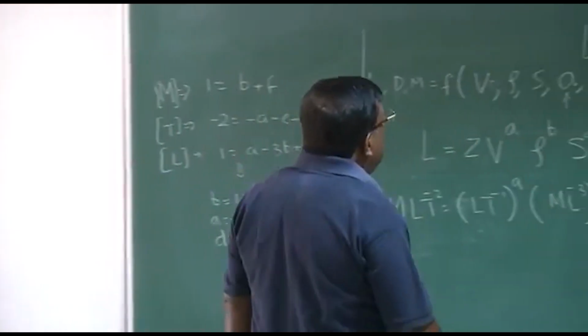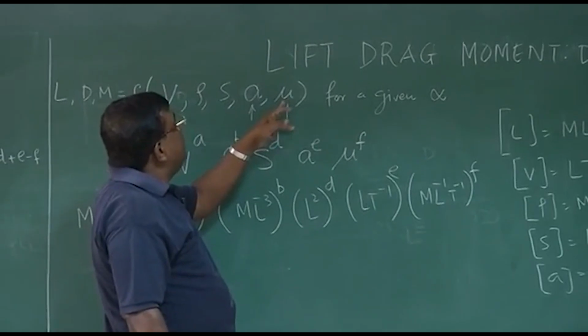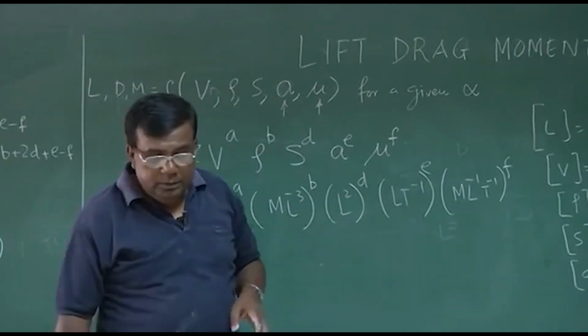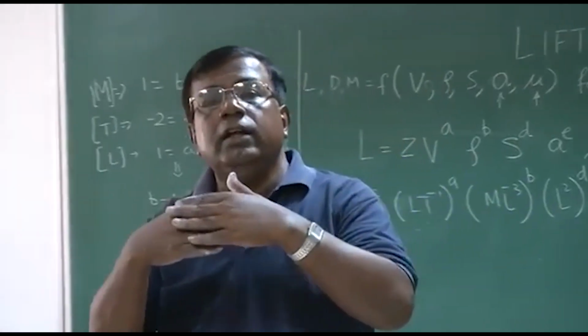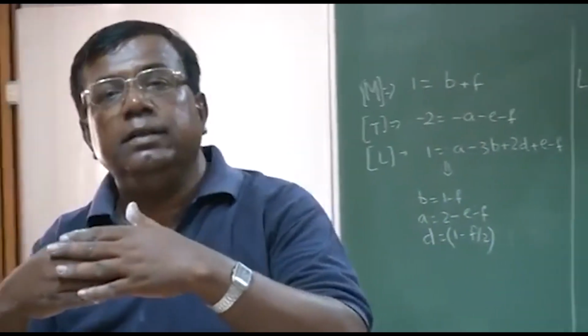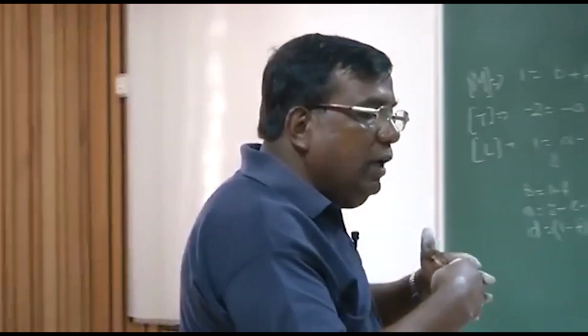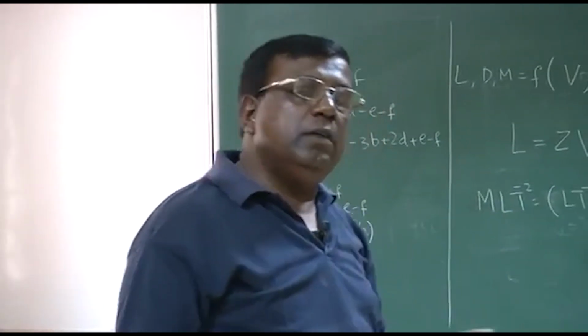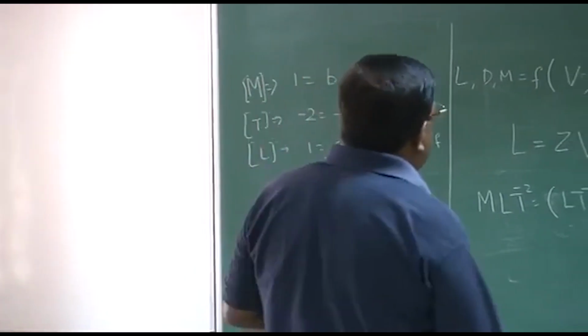Why is this important? Because depending on mu, the value, the interaction near the boundary layer will be decided, right? Okay, and because of this boundary layer, the pressure distribution also will get reconfigured. Okay, so this is also important.